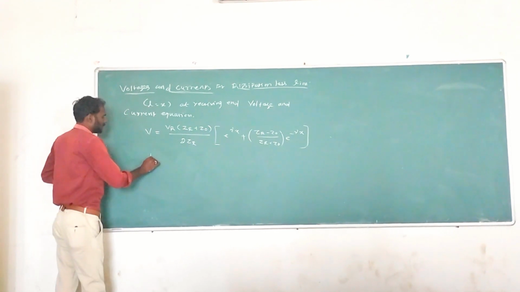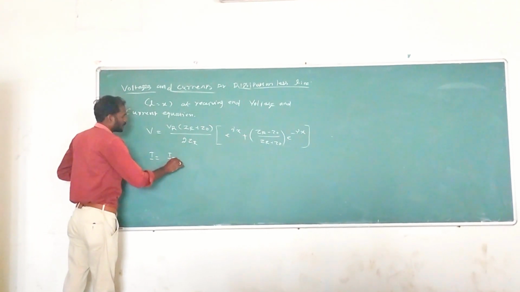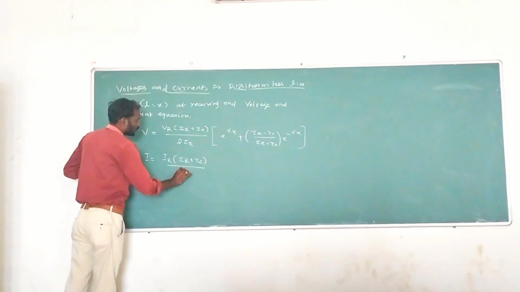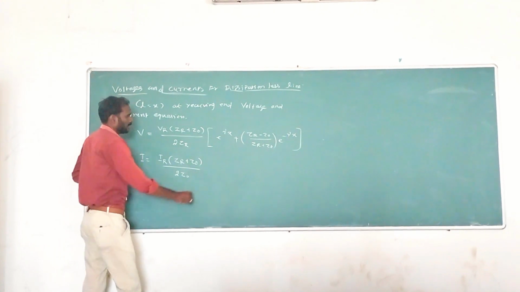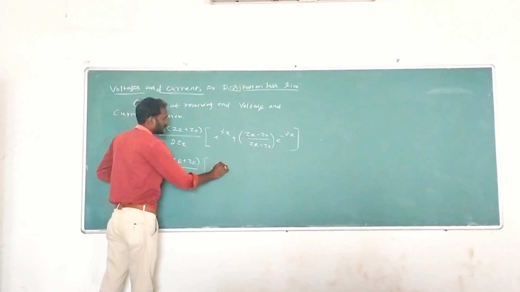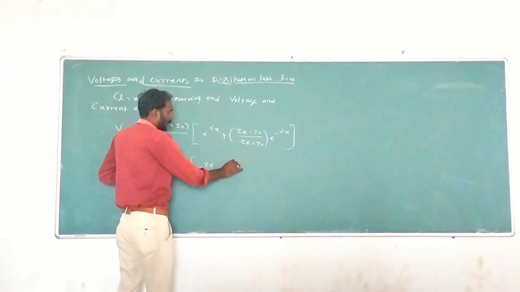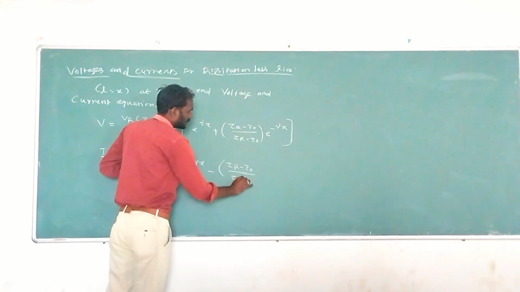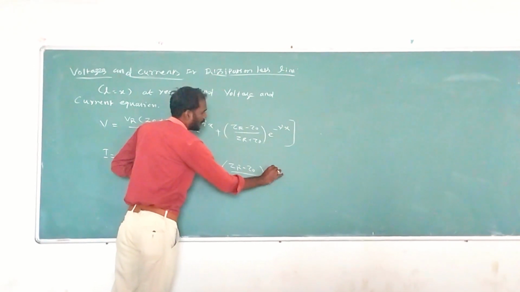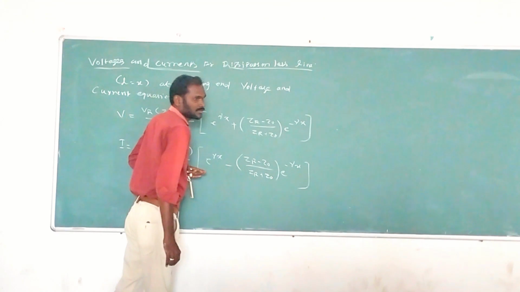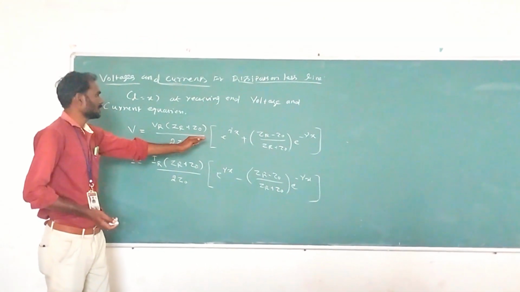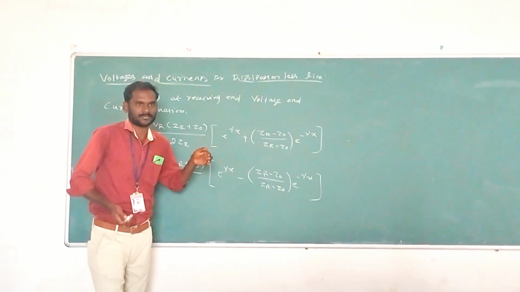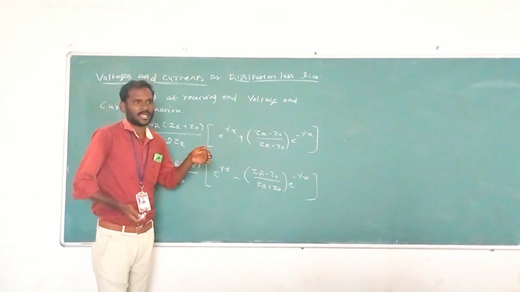The current equation: I is equal to IR into (ZR plus Z0) divided by 2 Z0 into e power gamma X minus (ZR minus Z0) divided by (ZR plus Z0) into e power minus gamma X, right? We know e power gamma X is the incident wave, and e power minus gamma X is the reflected wave.